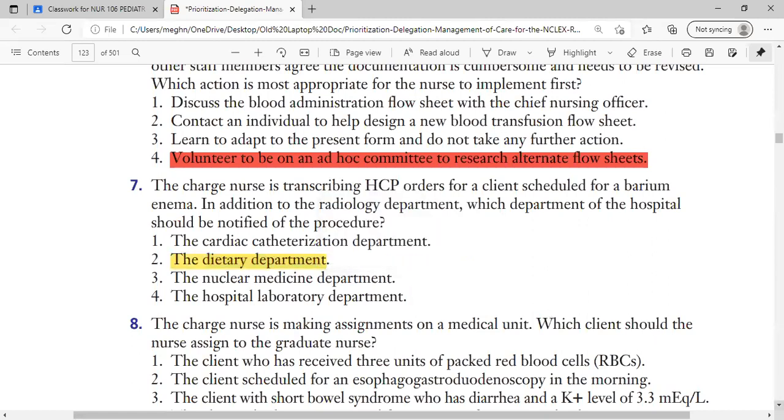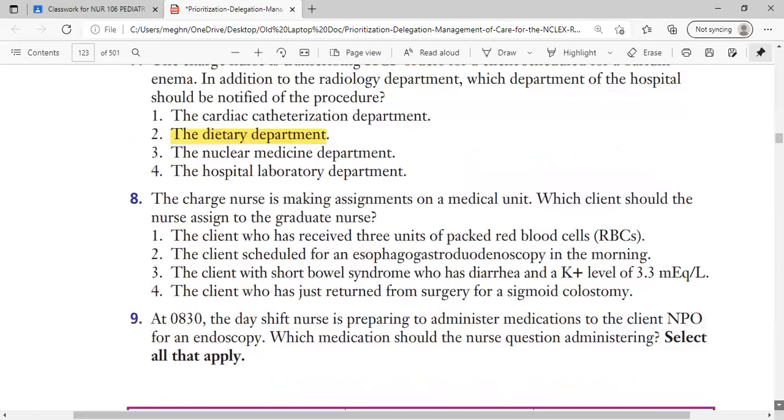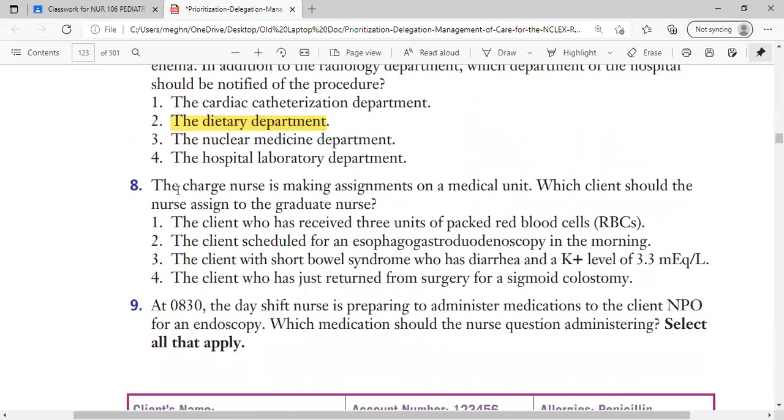And next question here. The charge nurse is making assignments on a medical unit. Which client should the nurse assign to the graduate nurse? So here are the 4 options. During delegating, we have to choose.